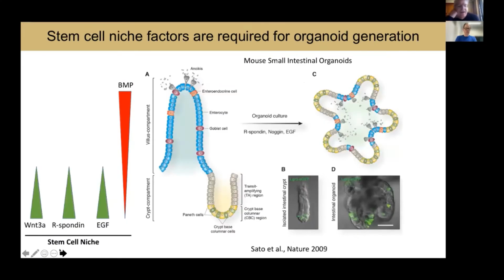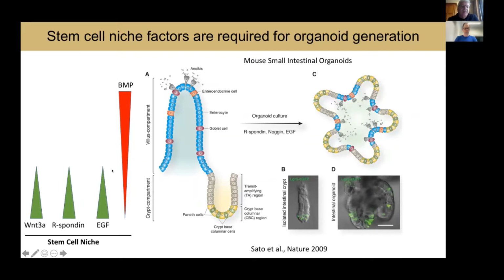So how do you grow organoids? I thought it was good just to describe that. This is from the first example of this from the Clevers lab. Basically, the reason you can grow organoids is that you're recapitulating the stem cell niche in vivo. And here's just the small intestine, which was the first example published, where the positive niche factors are Wnt, R-spondin, and EGF, and then there's a negative gradient of BMP signaling.